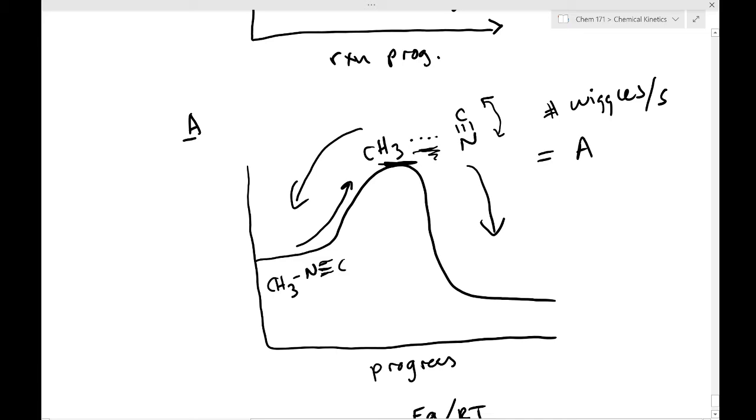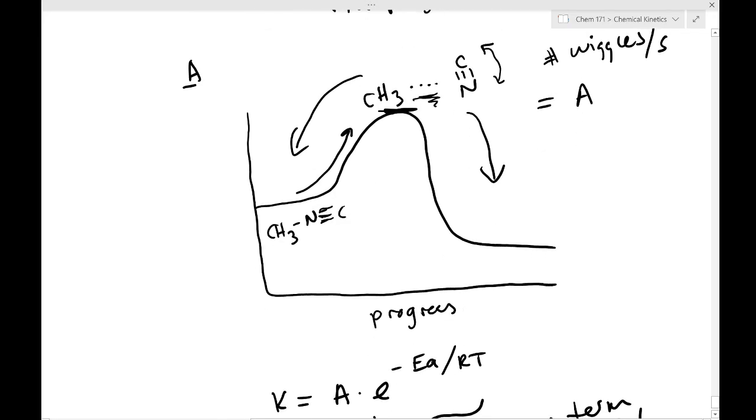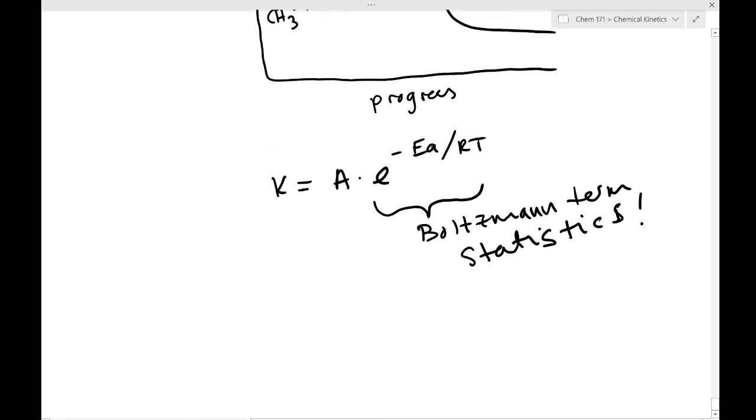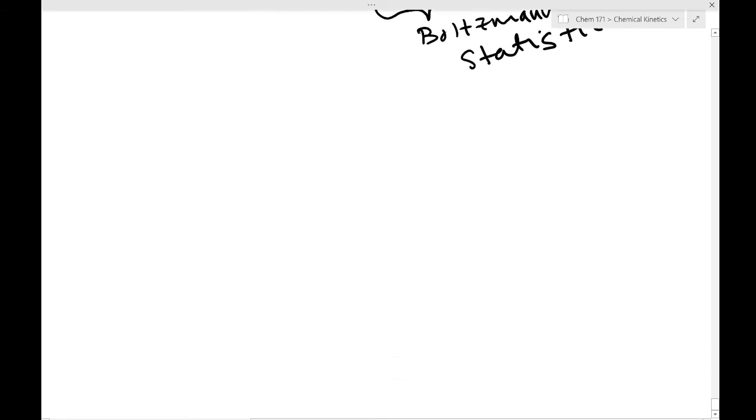And this is simply because there are so many molecules. Okay, so that's what Ea and A mean for this reaction. A is the number of attempts per unit time. Let's look a little bit closer at this Boltzmann factor, this Ea over RT.